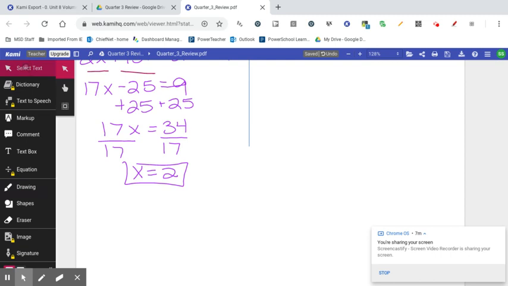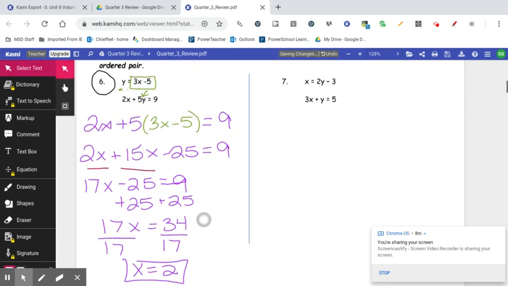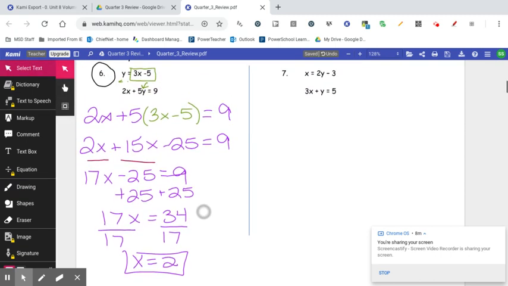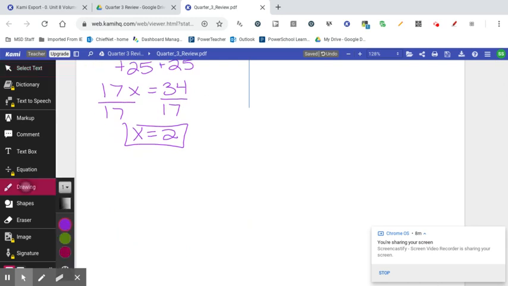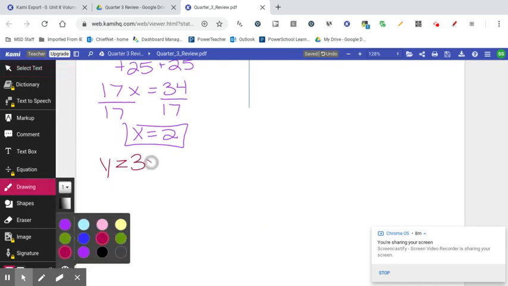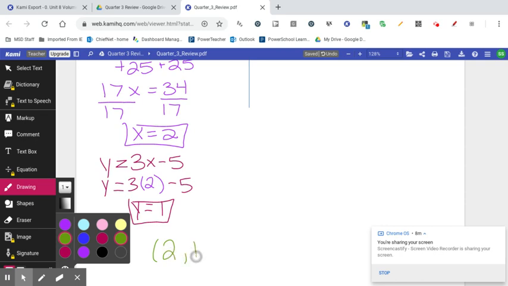We still need to work to find our y value. I'm going to use the first equation, but you can use either. y equals 3x minus 5. Substitute in our 2 for x. We get y equals 3 times 2 minus 5, which gives us y equals 6 minus 5, which is 1. Our answer is (2, 1). That's our solution.